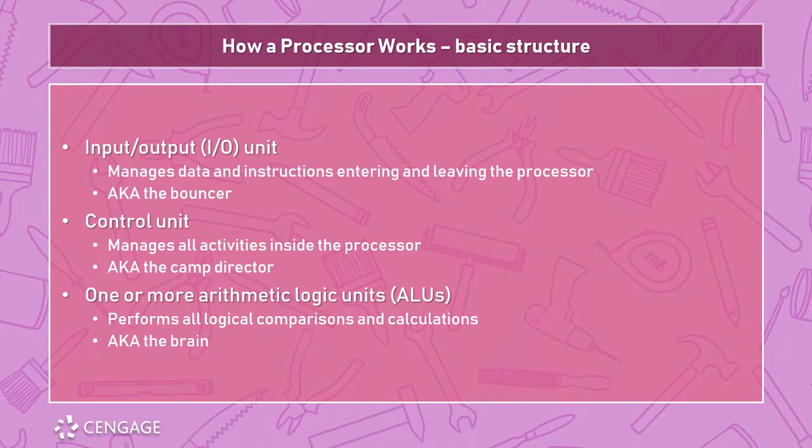The control unit is more of a camp director. They manage activities once you're inside. The arithmetic logic units, which usually come in pairs ever since the original Pentium was released, that's the whole idea of multiprocessing, is that you have more than one ALU inside the core, and that's how you're able to go A and B, alternating the processes. And this is really the brain. This is where the mathematical operations and calculations are carried out.